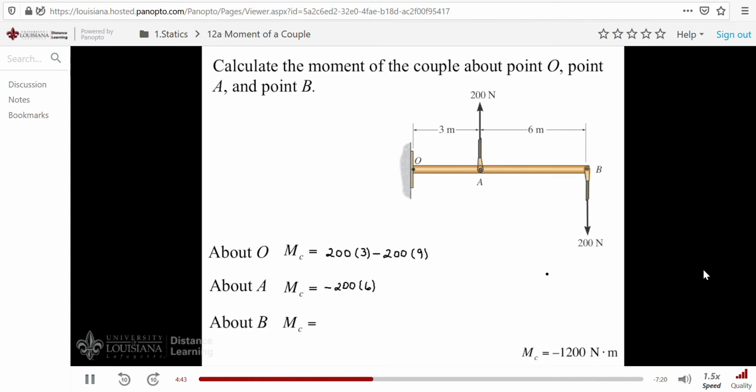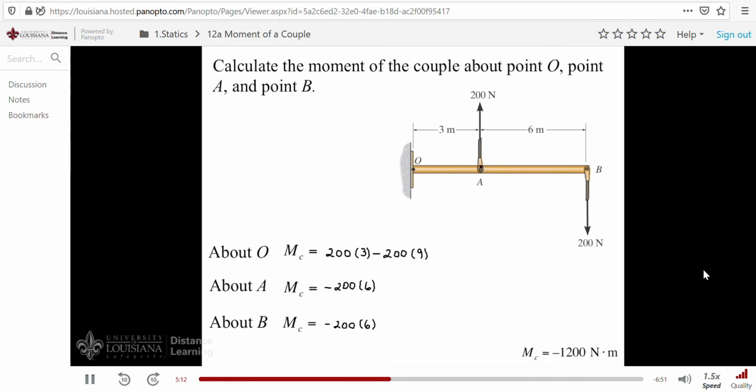And finally, we'll calculate the moment around point B. Again, the moment around B is going to be in a clockwise direction, so it's negative. And I have, one more time, minus 200 times 6. And so again I get the same result, minus 1200 Newton meters. Regardless of what point I choose to calculate the moment of both forces, I always get the same answer.